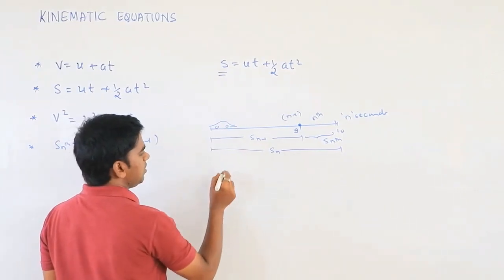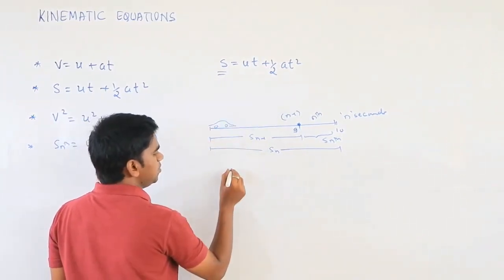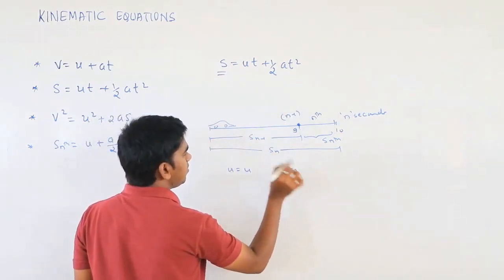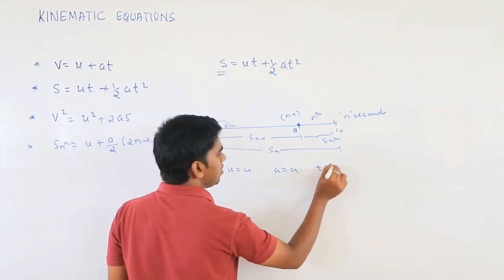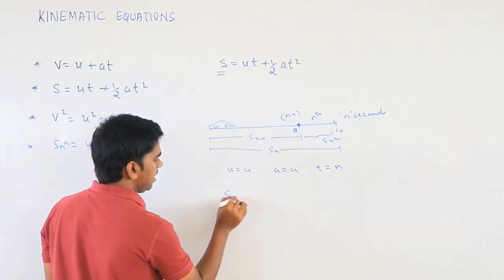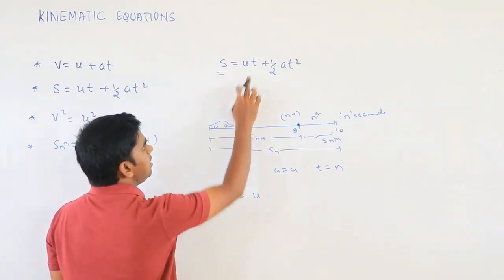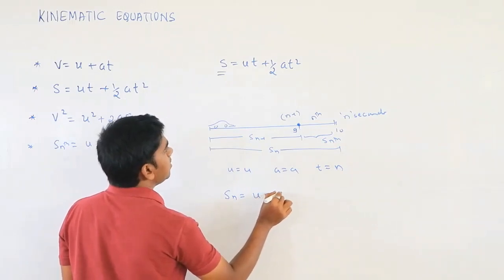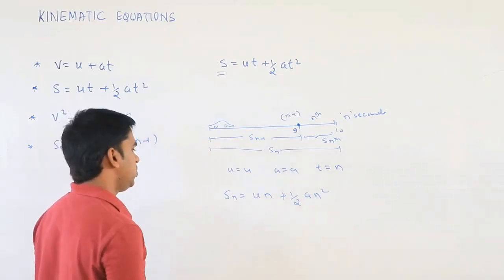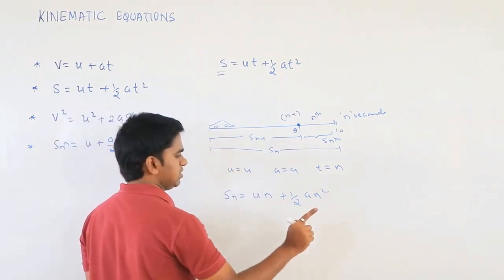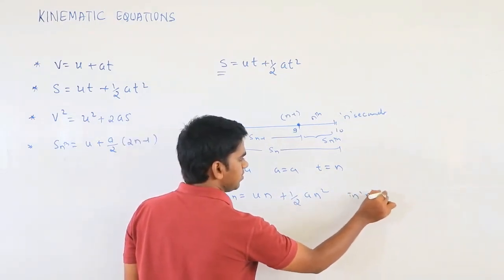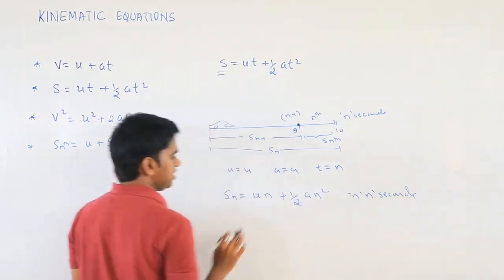Okay, so what can you write for this one? You take initial velocity u as it is, u only. Acceleration you take as it is, a only. t you take as n. If you take t equals n, then the formula is Sn equals un plus half a n square. Okay, so this is the distance traveled in n seconds. Remember, this is the distance traveled in n seconds.